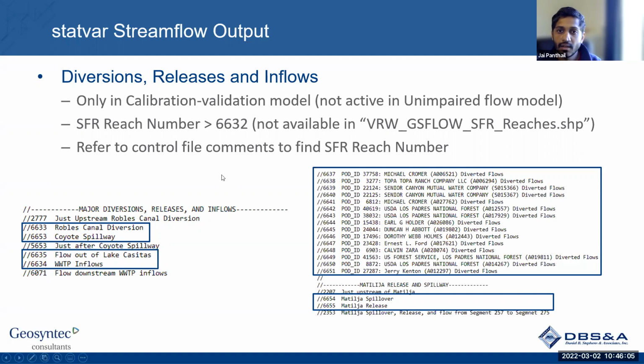And these are stream reaches that are linked to specific diversions, releases, and inflows. So they're only in the calibration validation model and they're not active in the unimpaired flow model. We have already added flow outputs for these in the control file, so you can look at them in the StatVar output. If you're interested in any of these, for example, the flows in the Coyote spillway, or wastewater treatment plant inflows, or the flows out of Lake Casitas, if you look in the control file, you will see the number associated with that. They are already added in the control file, so you can look at it on the output end.